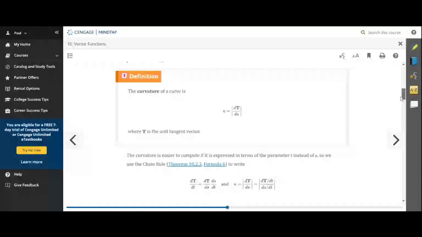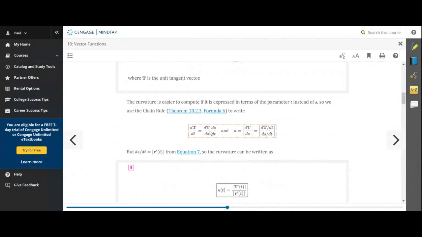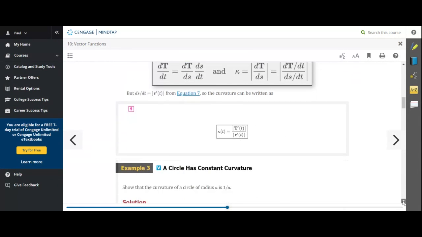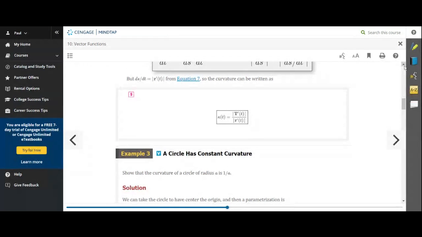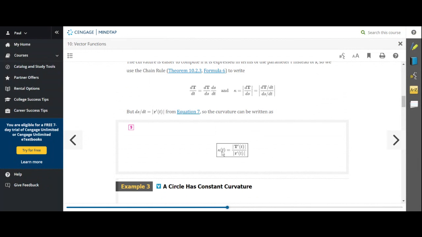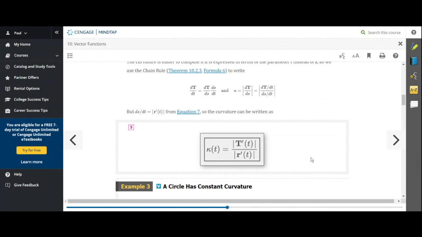The dts cancel out. We actually talked about this definition of curvature and got to that formula on the right, dT over ds dt, and the length of that formally, you could express this way. Okay.